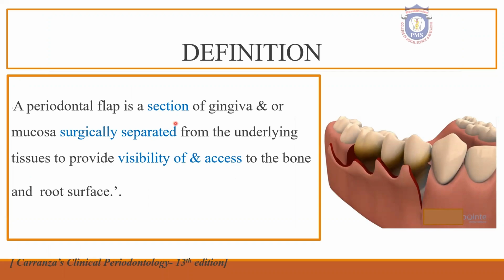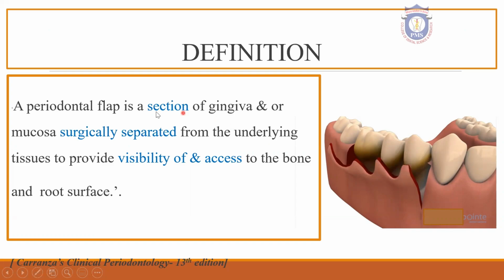Periodontal flap is a section of the gingiva or mucosa which is surgically separated from the underlying tissues to provide visibility and access to the bone and root surface. So in this picture, you can see it's a section of the gingiva and alveolar mucosa, and it is separated from the underlying tissues so that we can better visualize and access the bone and the root surface. Once you reflect the flap, you have direct access to the bone and root surface.